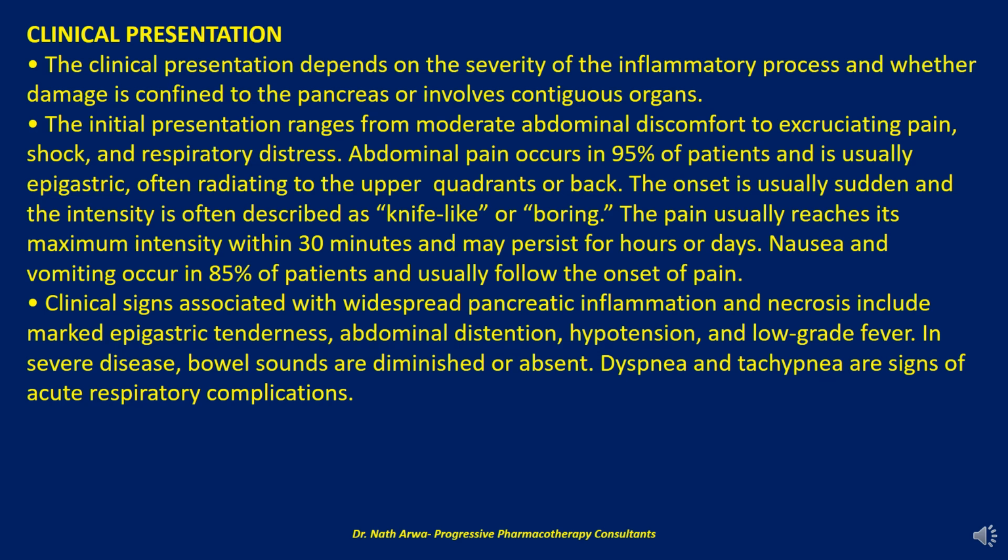Abdominal pain occurs in 95% of patients and is usually epigastric, often radiating to the upper quadrants or back. The onset is usually sudden and the intensity is often described as knife-like or boring. The pain usually reaches its maximum intensity within 30 minutes and may persist for hours or days. Nausea and vomiting occur in 85% of patients and usually follow the onset of pain.